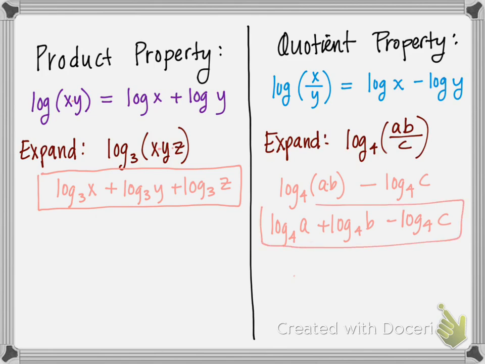And you can actually skip directly to the answer here, looking at the original. Whatever's in the numerator, those are going to have positive signs in front of the logs, and whatever's in the denominator, which was a C, that's going to have a minus sign in front of the log.